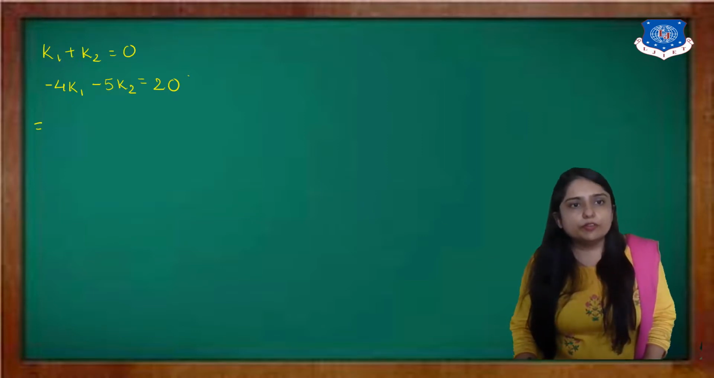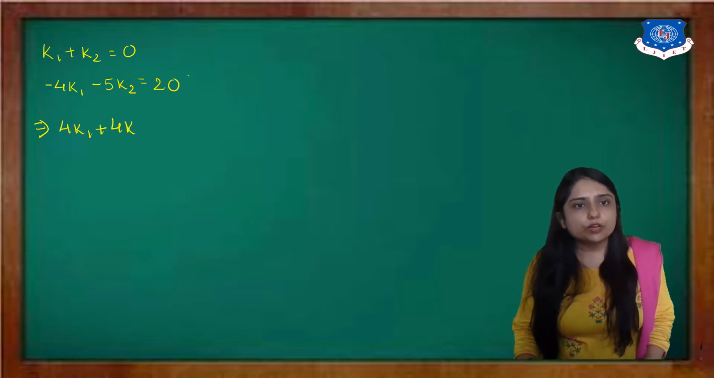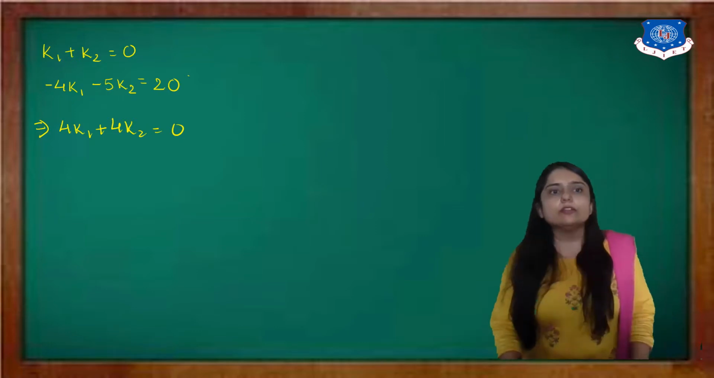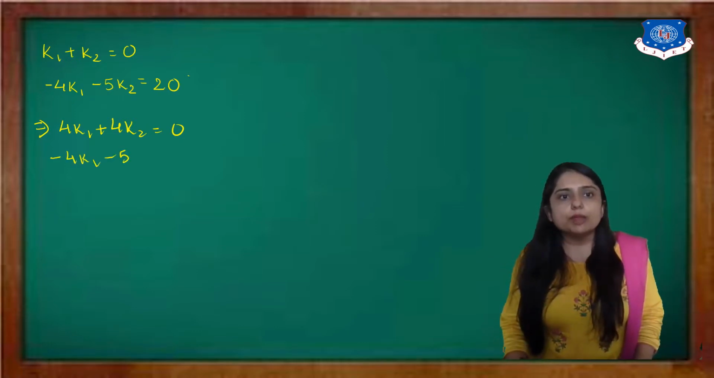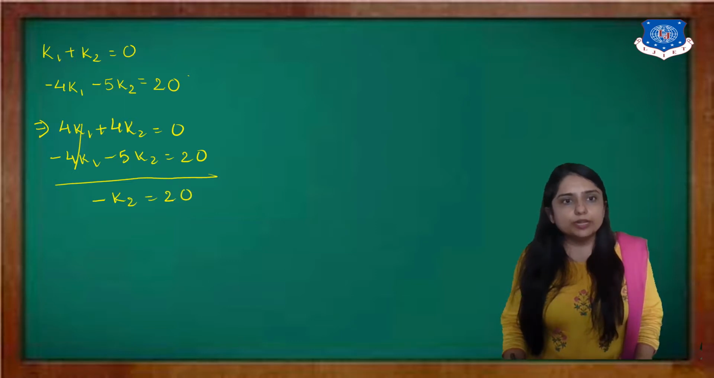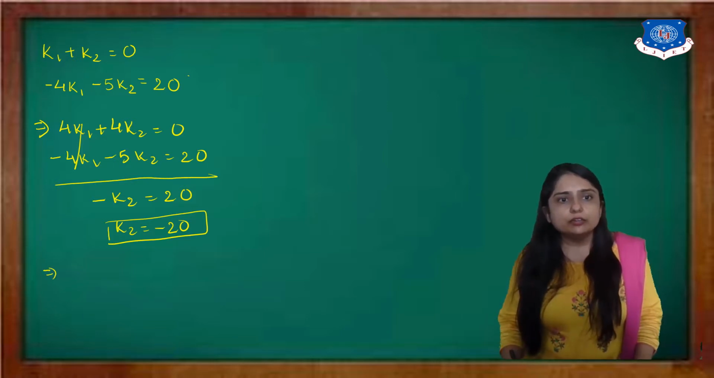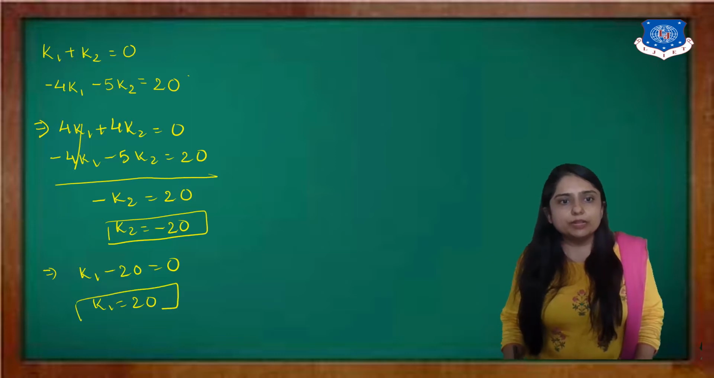So what we will do is multiply the first equation by 4. We get 4k1 plus 4k2 equals 0, and minus 4k1 minus 5k2 equals 20. Now 4k1 is cancelled, so minus k2 equals 20. So the value of k2 becomes minus 20. Now for k1, you just substitute the value over here: k1 minus 20 equals 0, so the value of k1 becomes plus 20.